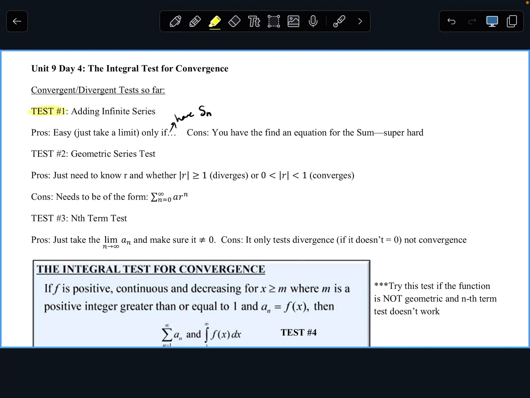Test 2, okay, is geometric series. This one is pretty easy for the most part because all you need is R. Sometimes it takes some work to get R, but the con of it is it has to be in a certain form. So if it's not in the form, you can't do it at all.